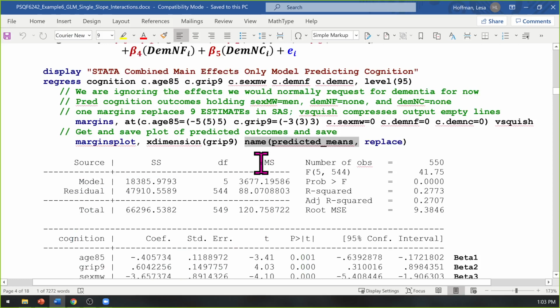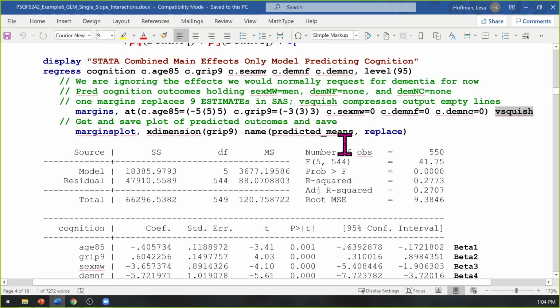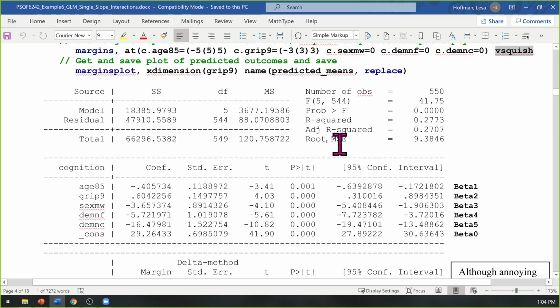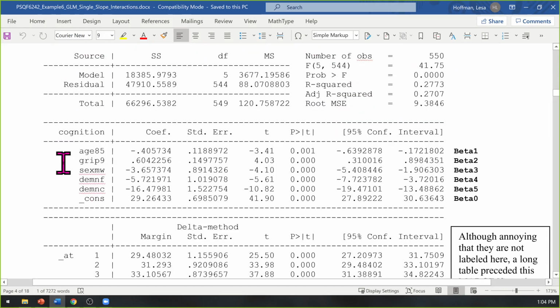Okay, any questions on the state of code? And vsquish, by the way, is just an option that removes blank lines between your tables of predicted values. So it takes up less space in the output. So let's go through the state of output then, since it's nice and compact here.